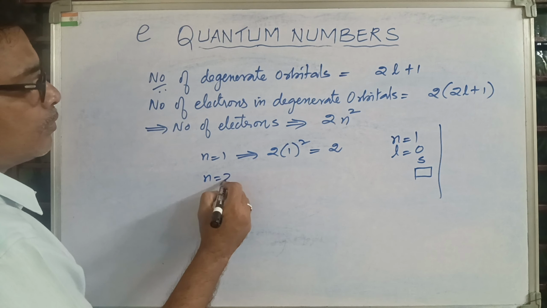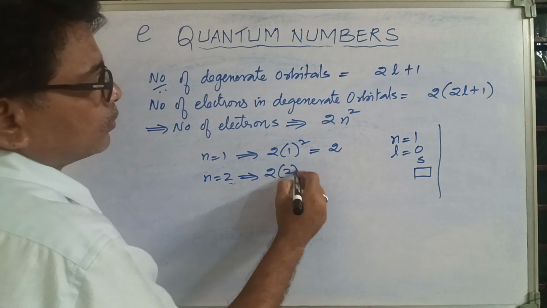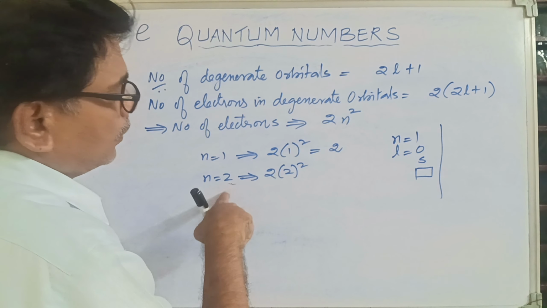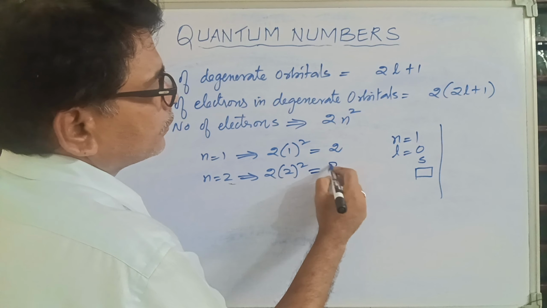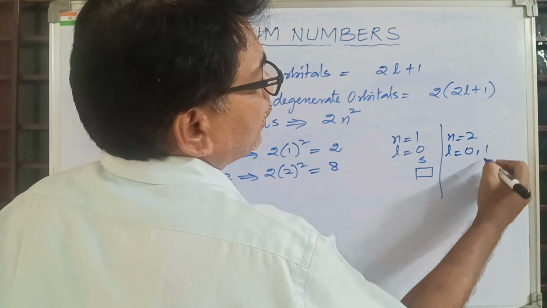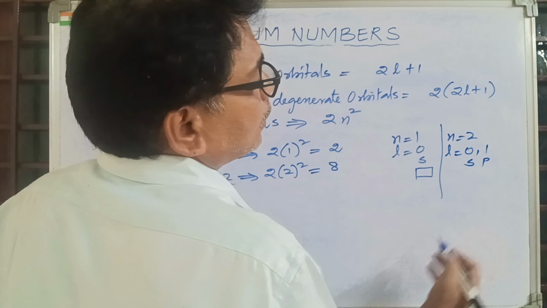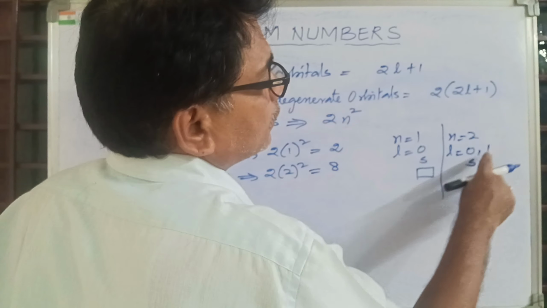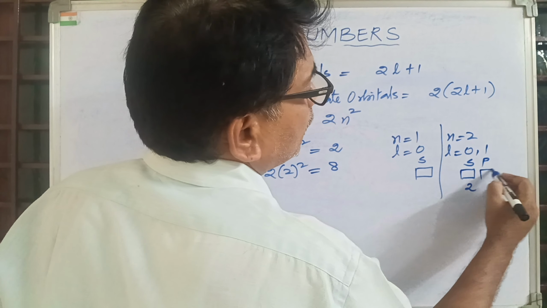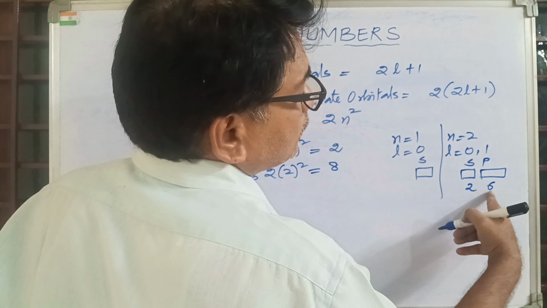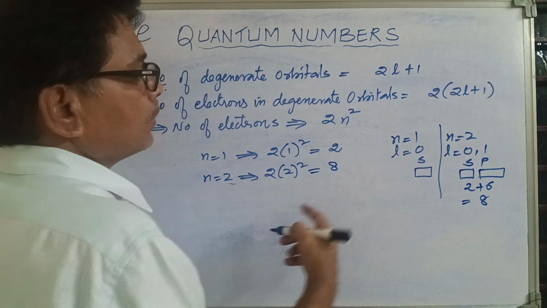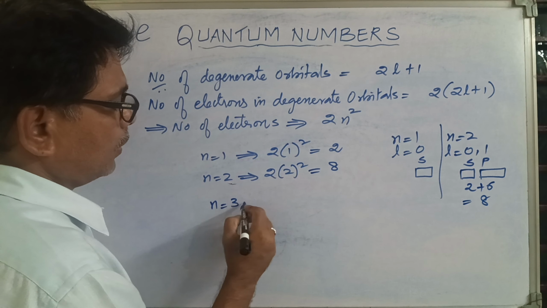Now n is equal to 2. That means 2 square, because the formula is 2n square. Here n is 2. So 2 square is 4, 4 twos are 8. Now how? n is equal to 2, L is equal to 0, 1. 0 means s, 1 means p. s holds how many electrons? 2. p holds how many electrons? 6. So 2 plus 6 is how much? 8.